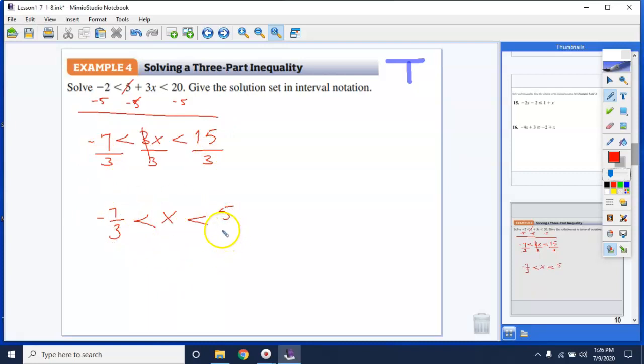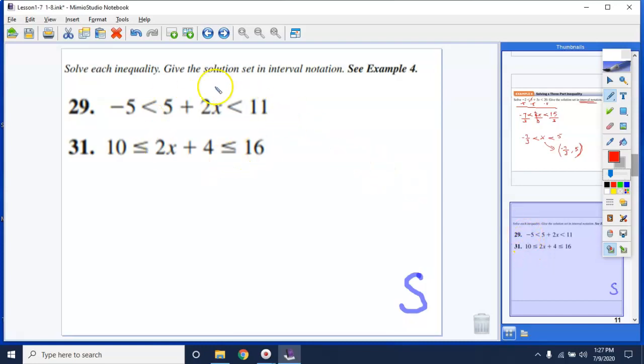So you can leave it like this, or as an interval notation, you can write like this. So it's between negative 7 over 3 to 5. So x is any number between 5 and negative 7 over 3. Again, those are your 10 examples. Please solve them.